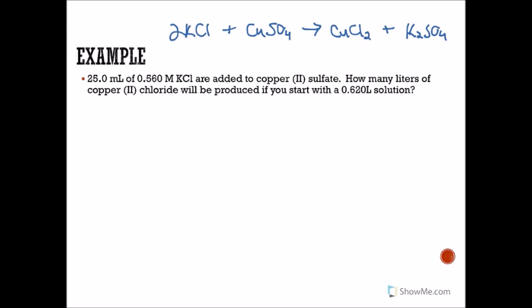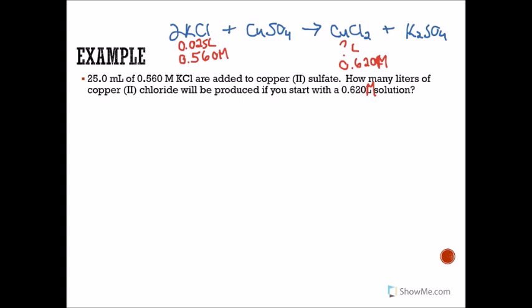We have 25 milliliters, or 0.025 liters of 0.560 molar. And how many liters of copper 2 chloride will be produced if we start with 0.620 liter solution? Oh, I think that's supposed to be a molar solution. I'll have to fix that in the notes. Molar solution.